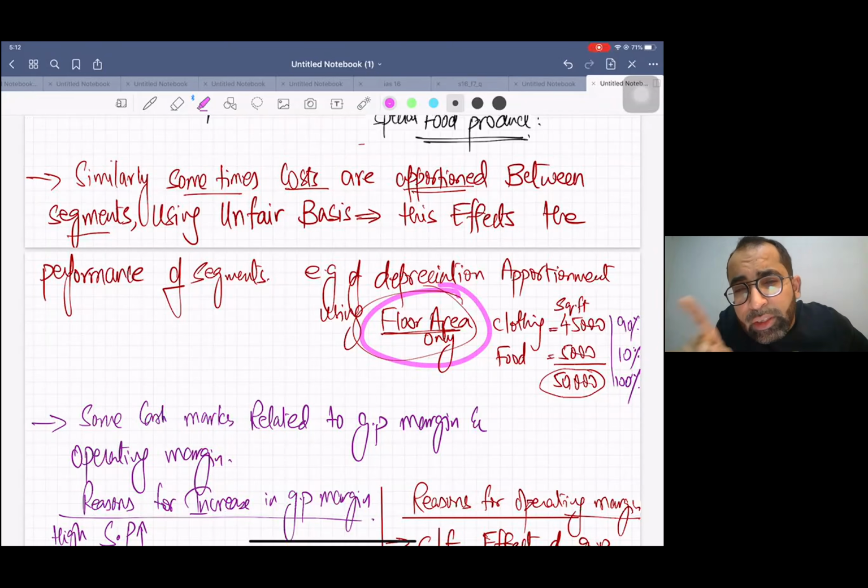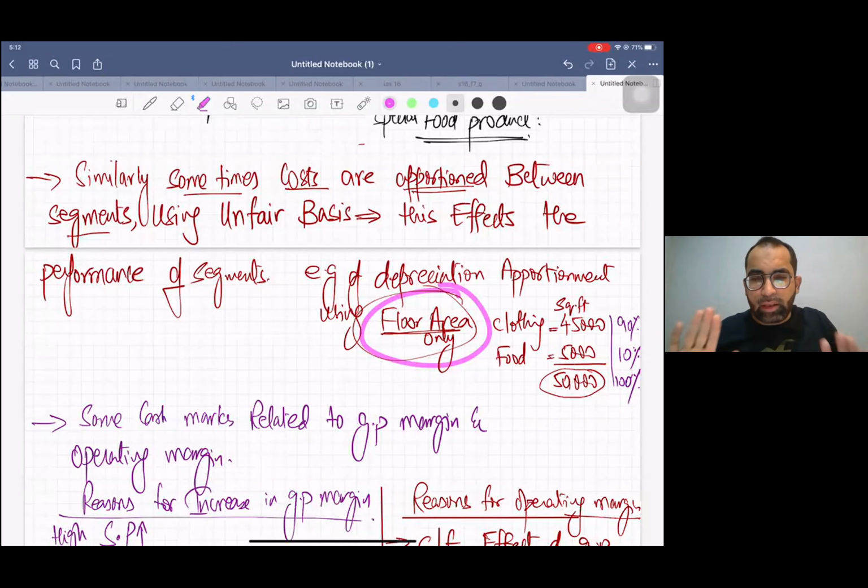So what should be the real base? We should give more share of depreciation to the food sector and less share to clothing. But what base did we decide? We decided the base of floor area, which is a wrong base. So sometimes you need to challenge the basis on which they are apportioning the cost. That's why the results are different. That's why the clothing business is not looking good and the food business is looking very good. Okay, so that's the possibility.